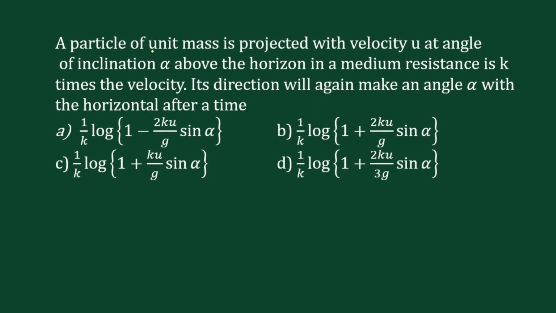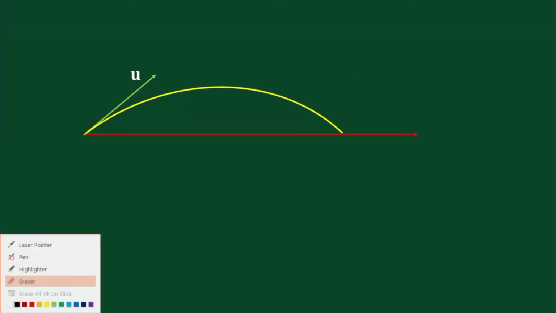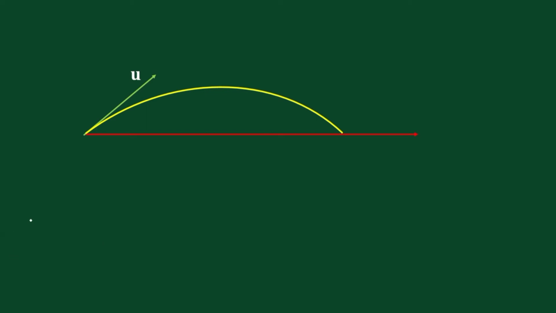Okay. This question is related with the projectile motion. Here the body is projected with the velocity u by making an angle alpha through a medium, and that medium has a resistance that is k times the velocity. And we want to find the time after which the body again makes the same angle alpha with the horizontal. Consider a body is projected with a velocity u and it makes an angle alpha with the horizontal.